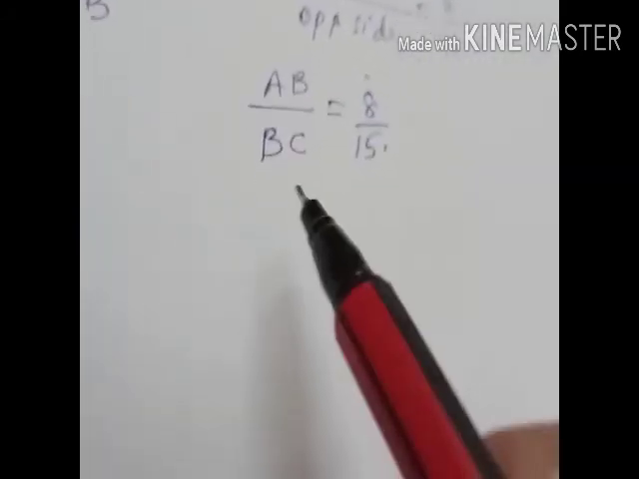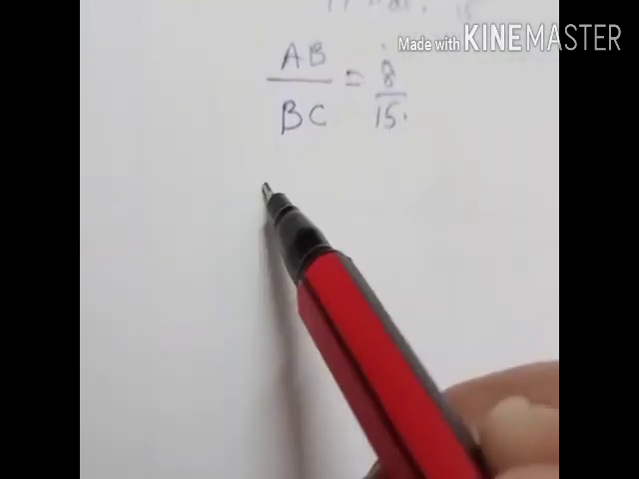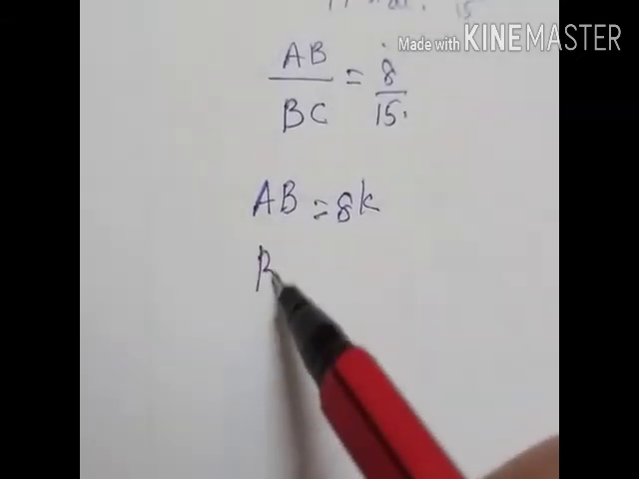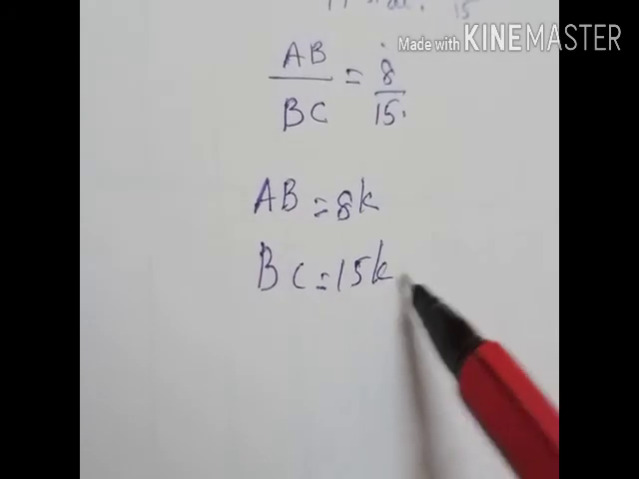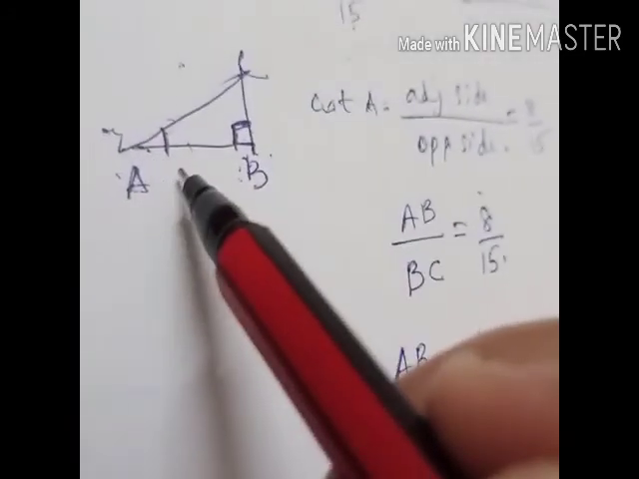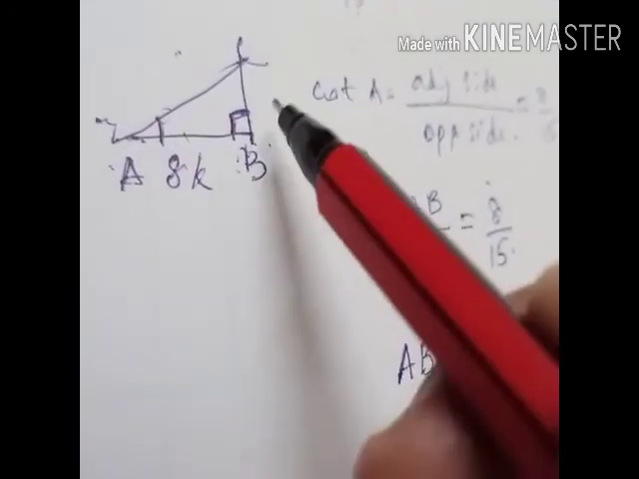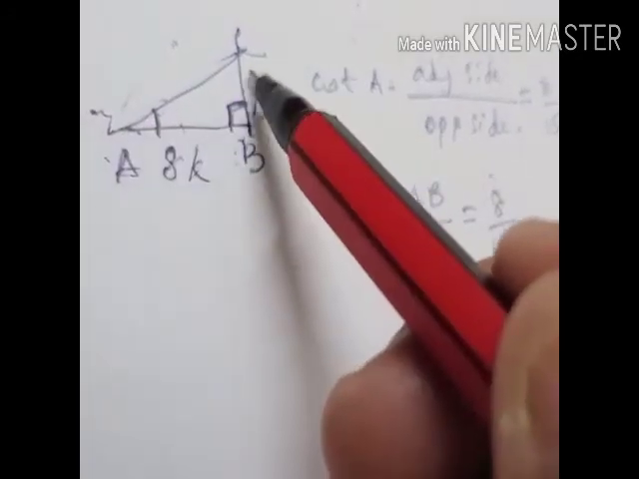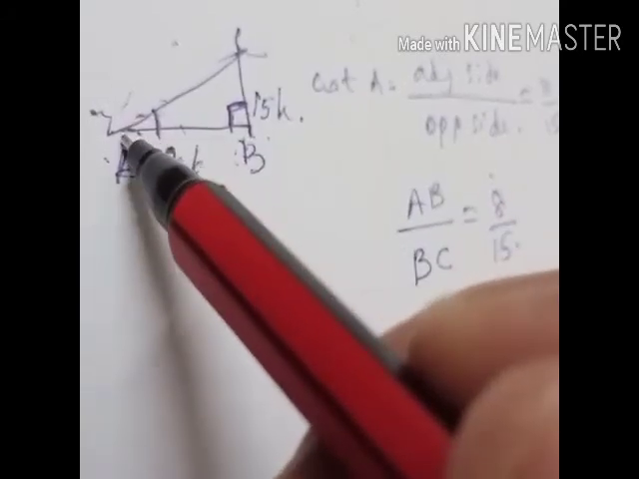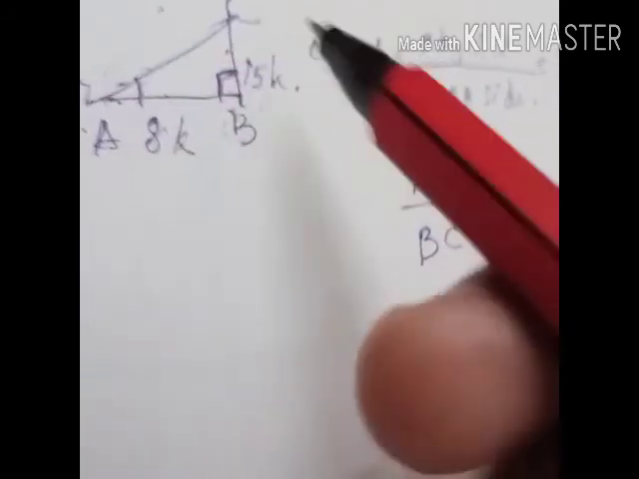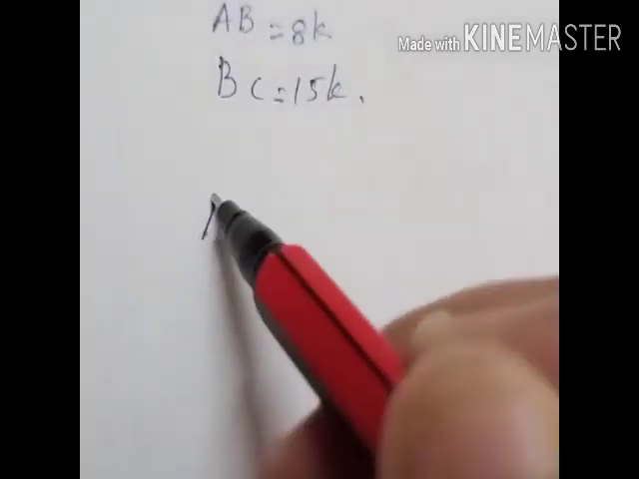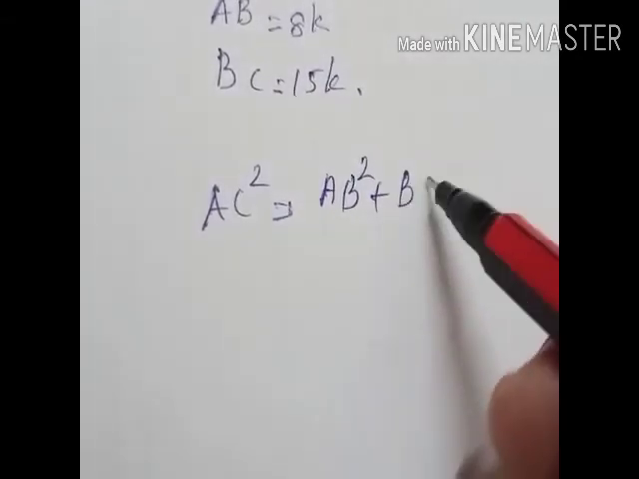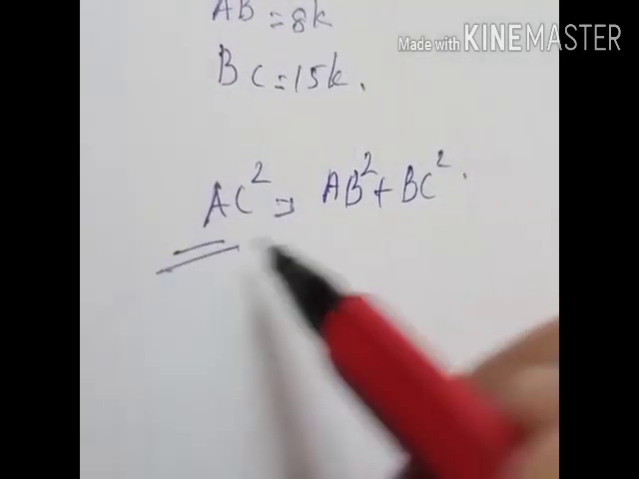Same as the last question, this is only the ratio. So the actual values are AB equals 8K and BC equals 15K. That we have to mention in the figure. Then we have to find the third side. That means here it is the hypotenuse. So we can use the Pythagoras property. AC square equals AB square plus BC square. Here we have to find the hypotenuse itself.